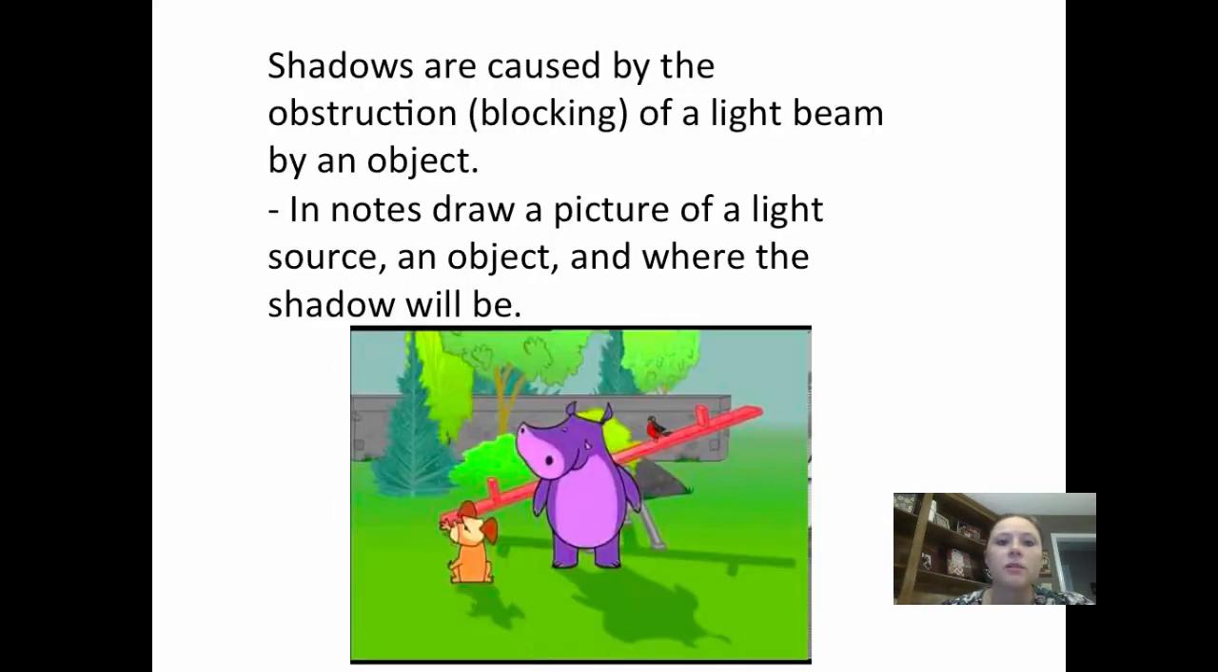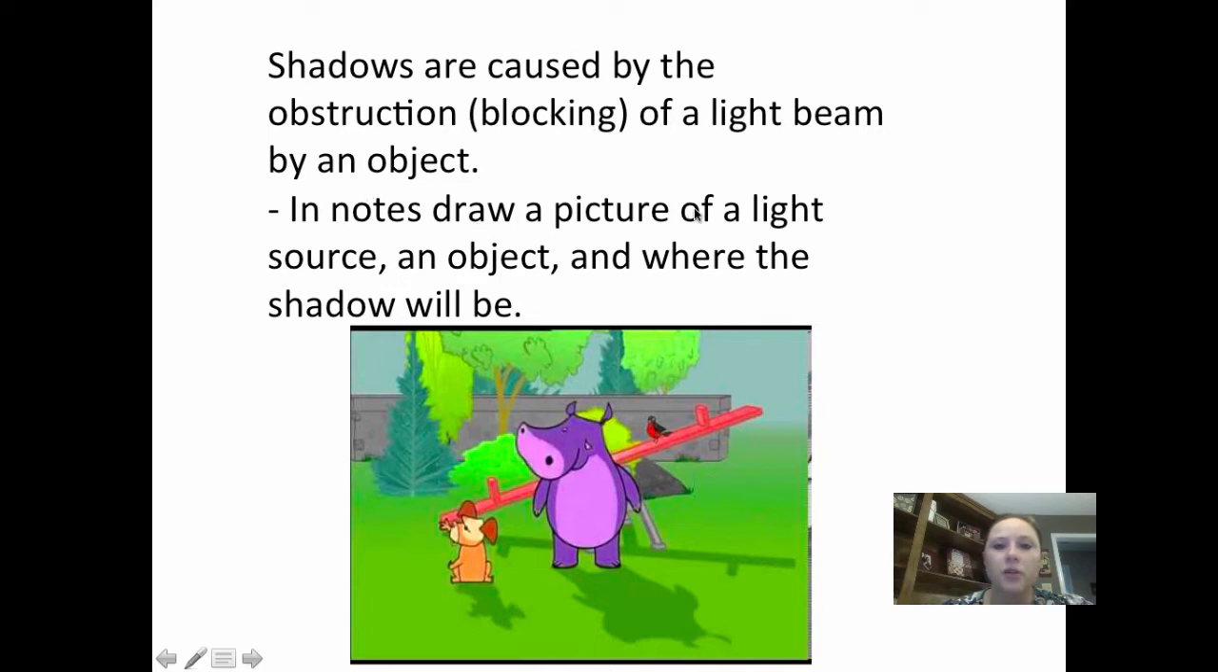Okay, so shadows are caused by the obstruction, and the word obstruction means blocking of a light beam by an object. So in your notes, you're going to draw a picture of a light source next to cause. So if you notice on your notes it says cause, and then across that line, you will write what causes shadows. So it's when something blocks a light source. So if you notice in the picture, the sun is coming from this direction. Well, his body is blocking the sun, so it creates a shadow. And this little dog's body is blocking the sun, so it creates a shadow. So in your notes, you're going to write the cause is that the light is blocked by an object.